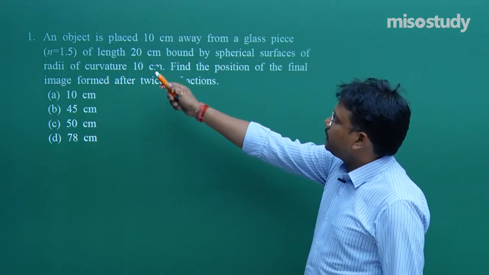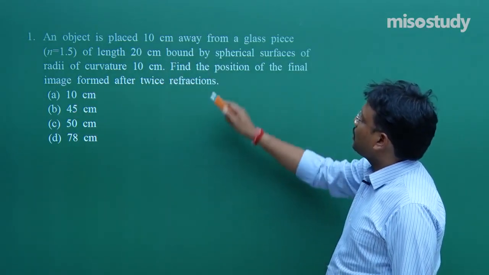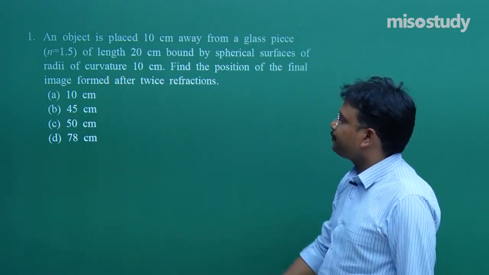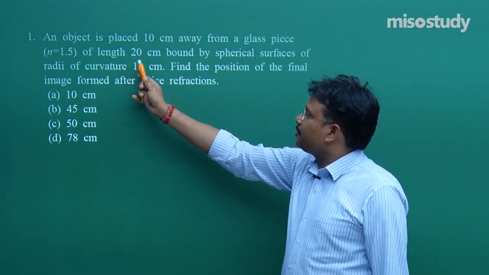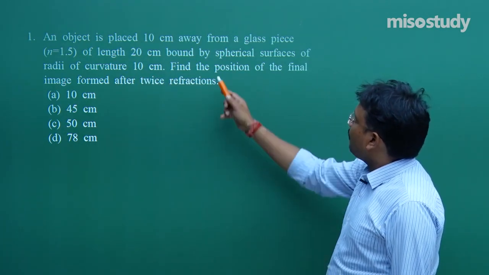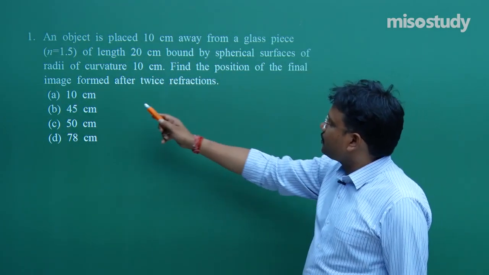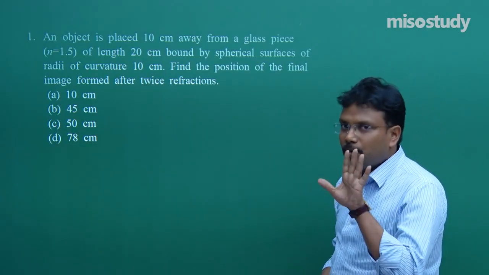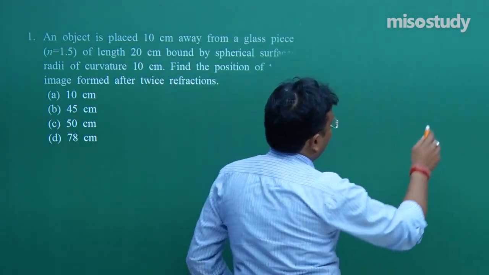An object is placed 10 centimeter away from a glass piece. Okay, refractive index is given and the length of the glass piece is 20 centimeter, bound by spherical surfaces of radius of curvature 10 centimeter. So let us try to draw this diagram.